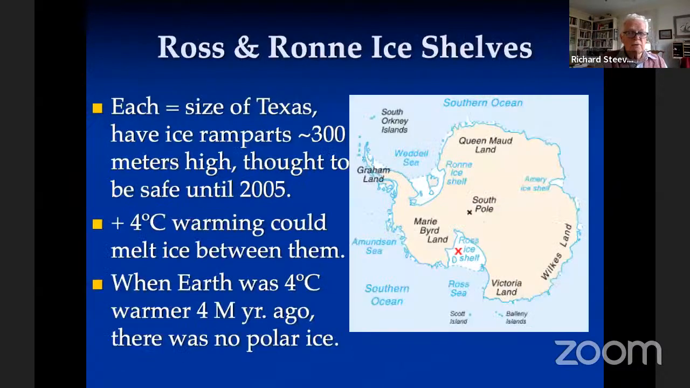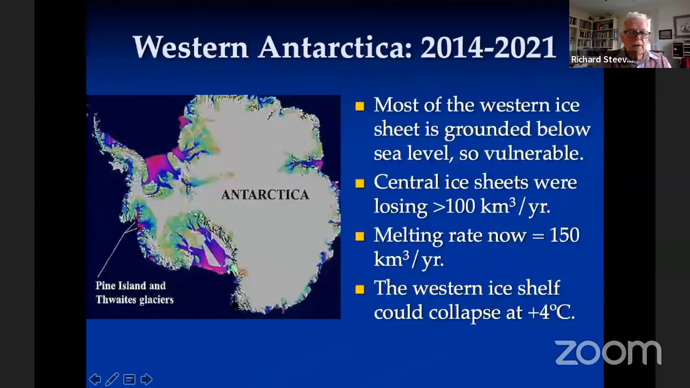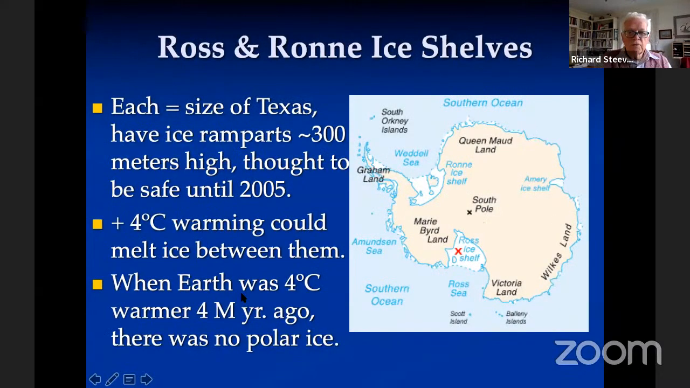6 degrees, not so sure. This is more of a map. It shows that both these shelves, the so-called Ronne ice shelf here, inland from the Weddell Sea, is about the size of Texas, and so is this Ross ice shelf. When there was no polar ice at all, they say, it was 4 degrees warmer.